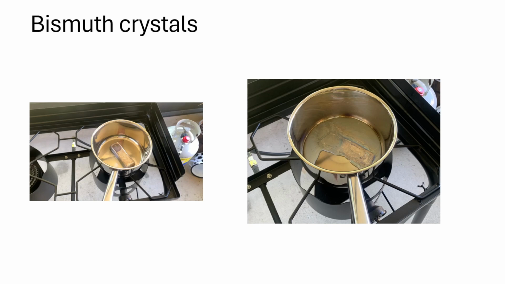First, I started with bismuth crystals. I took the solid chunk of bismuth, put it in a pan, and then heated it to 450 degrees Fahrenheit. After it finished melting, I took it off the fire and let it cool off for a bit, and then recovered whatever bismuth crystals were left at the bottom of the pan.